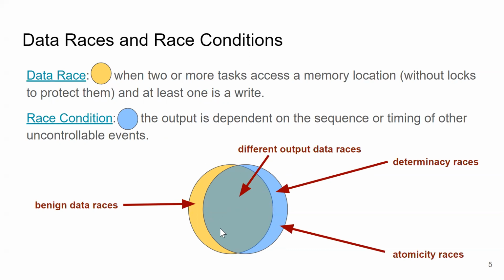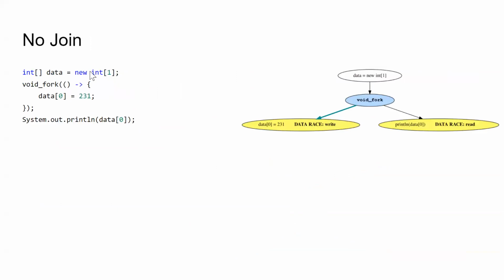It is definitely a huge problem in parallel programming. I would almost go so far as to say it is the problem in parallel programming. You can have a benign data race where there's technically a data race, two tasks are accessing the same data location, at least one is a write, and it's okay. And I'll show off a kind of silly example of that today. There are some other races called, amongst other things, determinacy races and atomicity races, which we'll cover later in the semester.